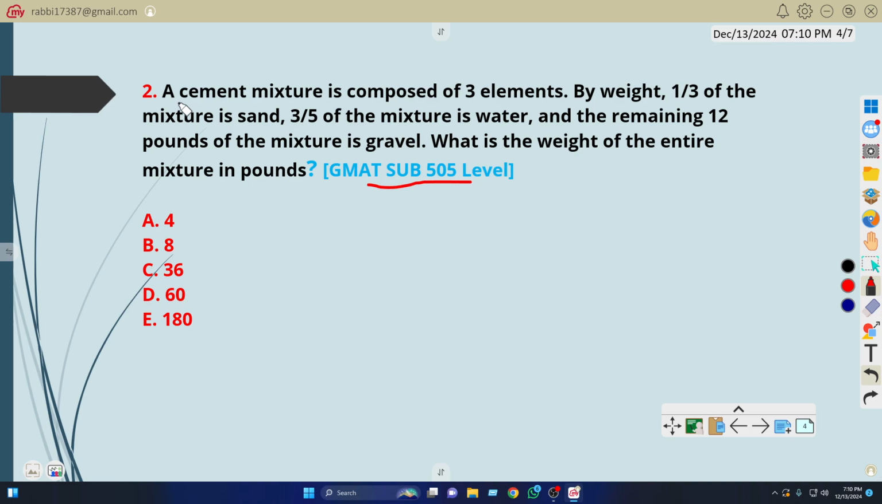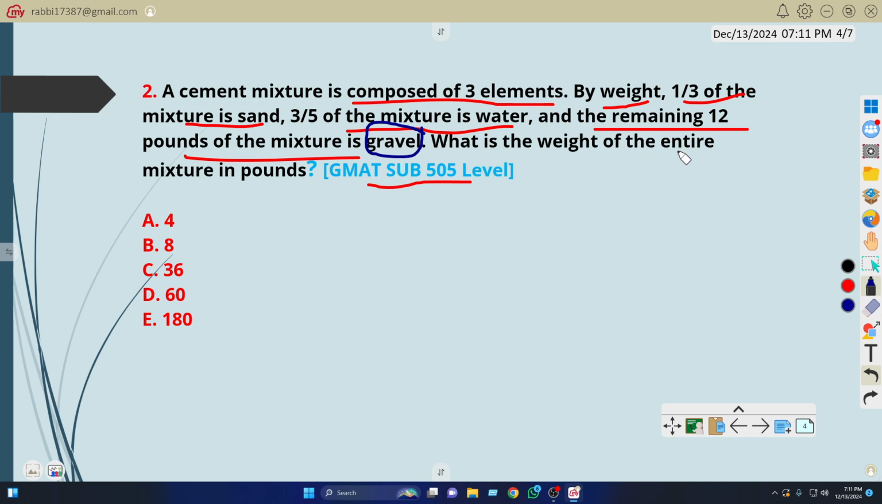Here is the question: a cement mixture is composed of 3 elements by weight. 1/3 of the mixture is sand মানে বালি, and 3/5 of the mixture is water, and the remaining 12 pounds is gravel. Gravel means হচ্ছে নুড়ি পাথর, small stones or নুড়ি পাথর.